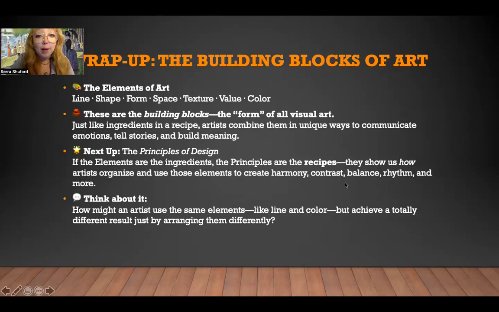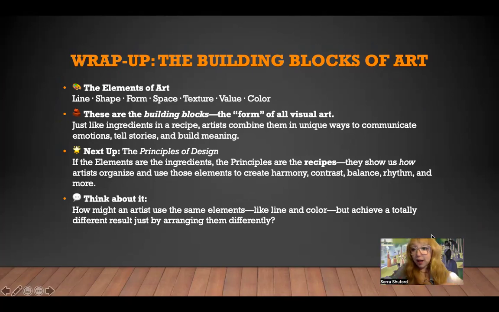Okay, so to wrap everything up, going back to all three of the lessons we've gone over so far, these are the building blocks of art. It's really important that you understand what the elements of art are and how they can influence an artwork. So just to repeat, the elements are line, shape, form, space, texture, value, and color. And these are all the building blocks or the form of all visual art. Just like ingredients in a recipe, artists combine them in unique ways to communicate emotions, tell stories, and build meaning.